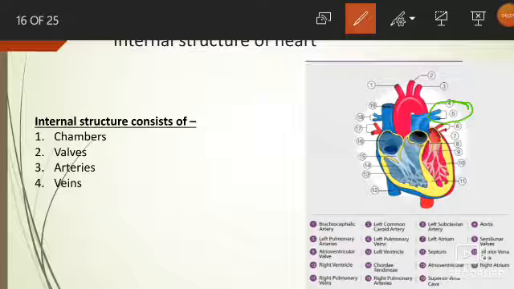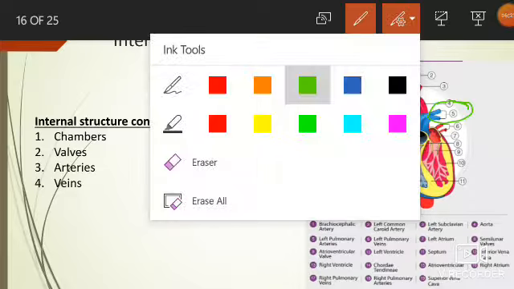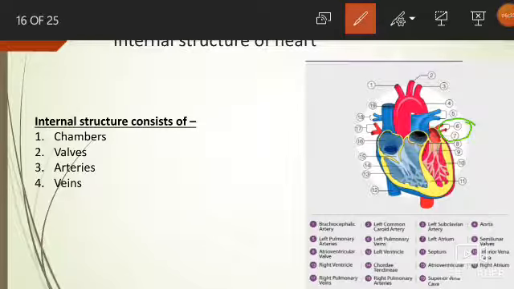Pulmonary arteries carry deoxygenated blood from the right ventricle to the lung region of the body. Similarly, the left pulmonary veins are present beneath the pulmonary arteries. The function of pulmonary veins is to carry oxygenated blood from the lung region to the left atrium of the heart. There are openings of the pulmonary veins in the left atrium region.